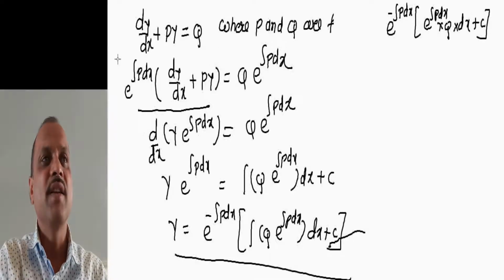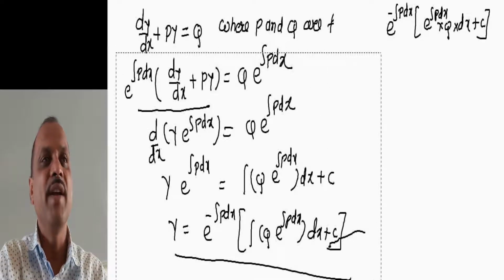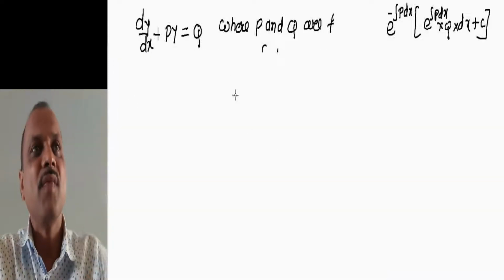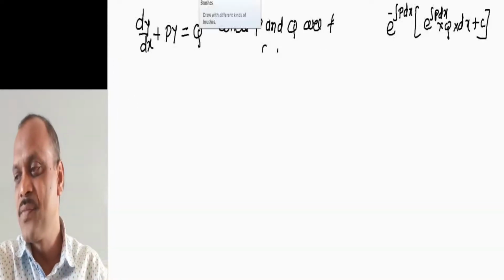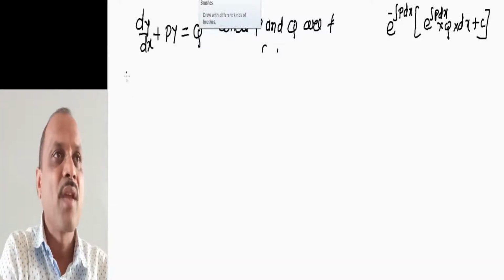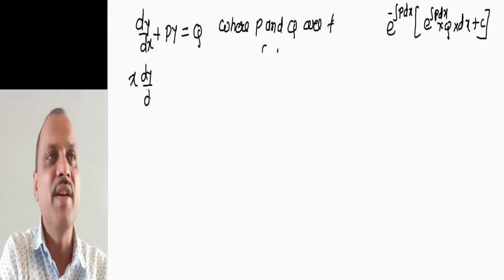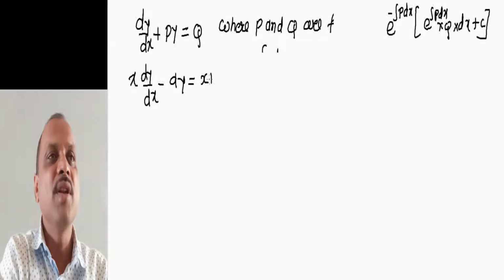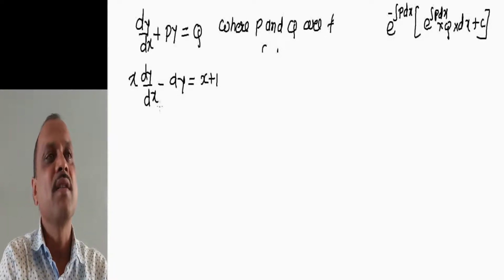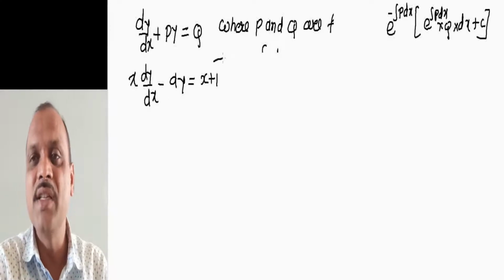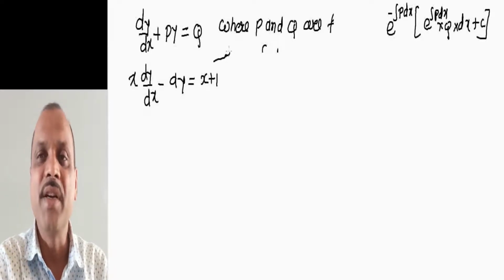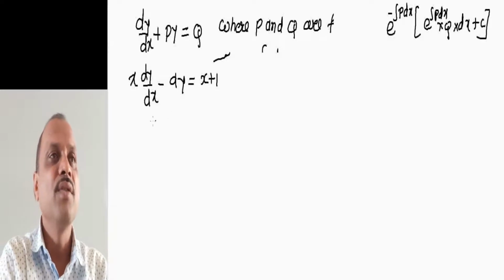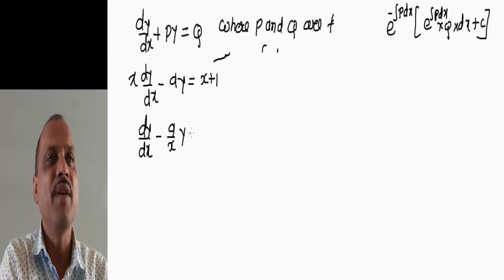Now, let us take examples so that your ideas will be cleared. We consider the equation x into dy by dx minus a into y equal to x plus 1. Let us write this equation in the form of dy by dx plus py equal to q. So, we get here dy by dx minus a divided by x into y equal to x plus 1 divided by x.